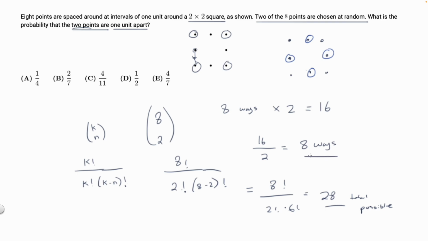And 8 of those ways are going to be the requirements that we must fit. So it's going to be 8 over 28 total possible combinations, which reduces to 2 over 7. So our answer is going to be B.